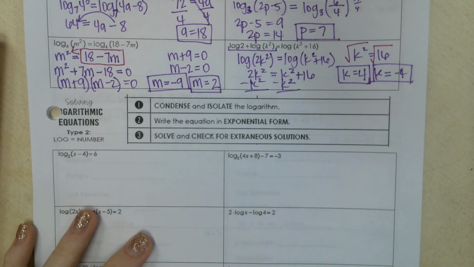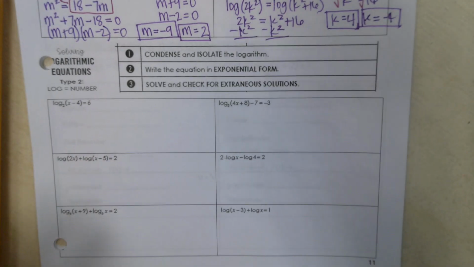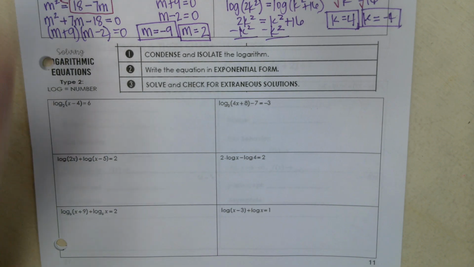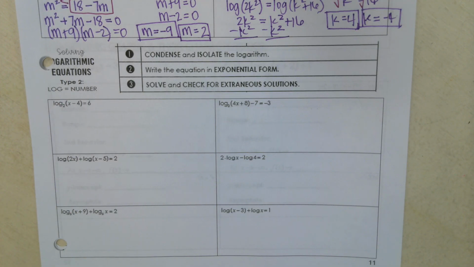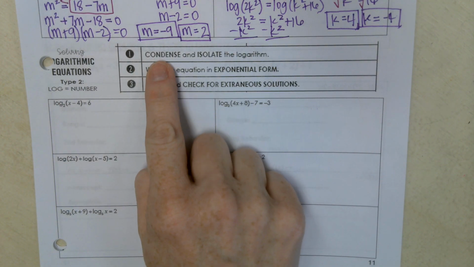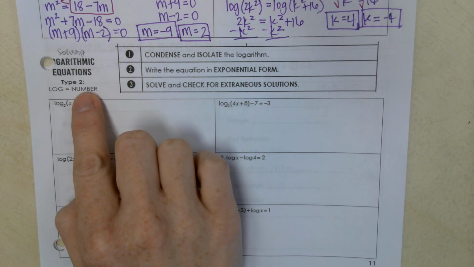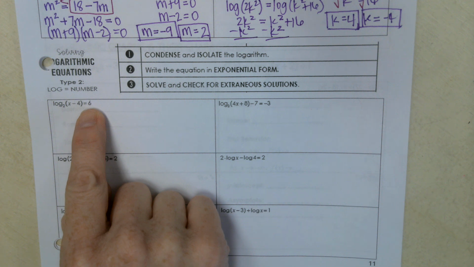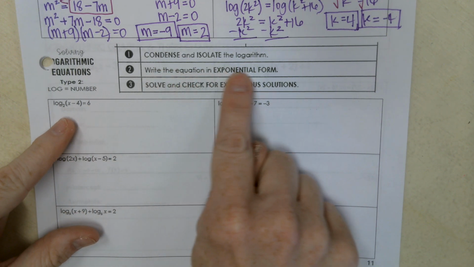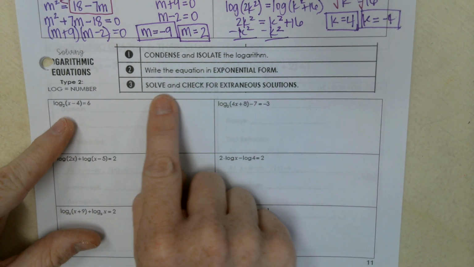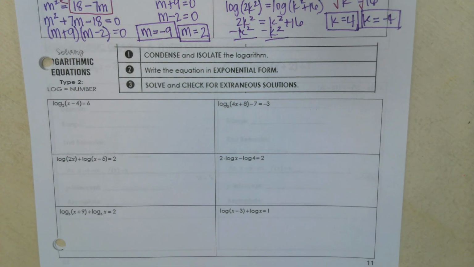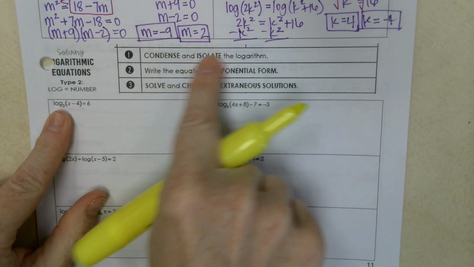The second type of equation that I'm going to look at is where I have a logarithm equal to a number. Okay? We want to condense and isolate the logarithm. If I've got a number, just like I do right here, I want to get that number on a side all by itself, and I want the logs on a side all by itself. Okay? I'm going to write the equation in exponential form, and then I'm going to solve and check for extraneous solutions.